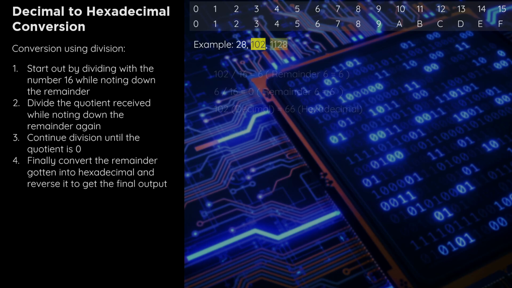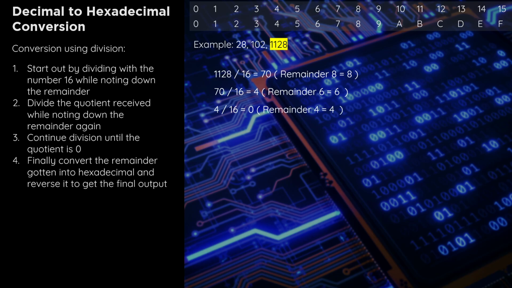Lastly, we have 1128. 1128 divided by 16 is 70, with a remainder of 8. 70 divided by 16 is 4, with a remainder of 6. 4 divided by 16 is obviously 0, with a remainder of 4. Thus, this value converted to hexadecimal is the same as its original value. Thus, the final value of 1128 in hexadecimal is 468.